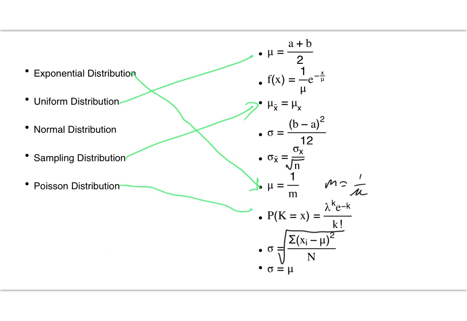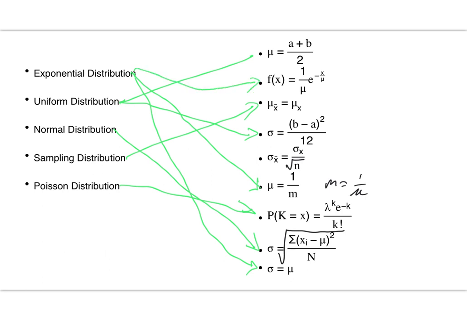This is the Poisson distribution. This is the standard deviation of a normal curve. It's actually a standard deviation of anything, but a normal curve works that too. Exponential, mu and sigma are the same. Uniform distribution, that is the standard deviation of a uniform distribution. This is the equation of an exponential distribution. Sampling distribution, the standard deviation of all the averages is equal to sigma x over root n.